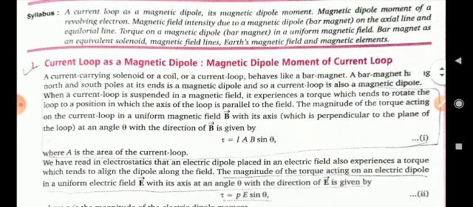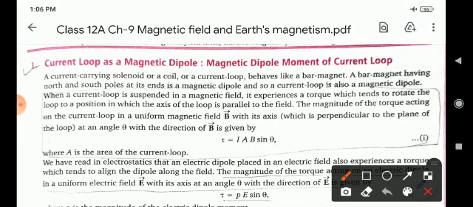Children, a current carrying solenoid or coil or a current loop behaves like a bar magnet having north and south poles. It is the north pole and south pole at the ends of a magnetic dipole, and so the current loop is also a magnetic dipole. When a current loop is suspended in a magnetic field, it experiences a torque, very important point, which tends to rotate the loop to a position in which the axis of the loop is parallel to the field.